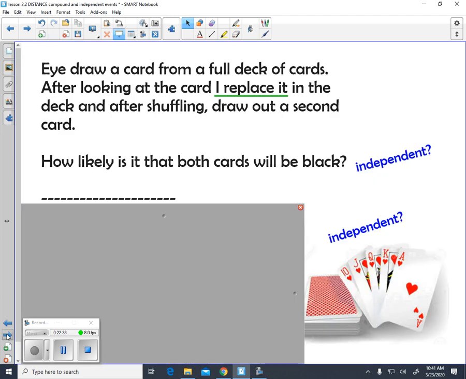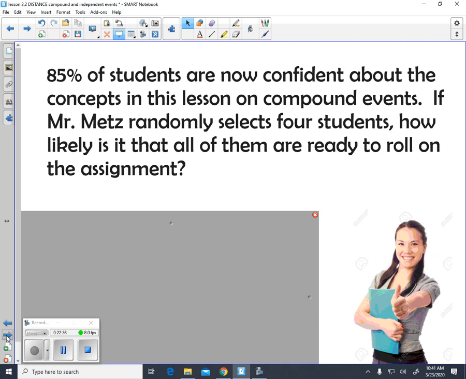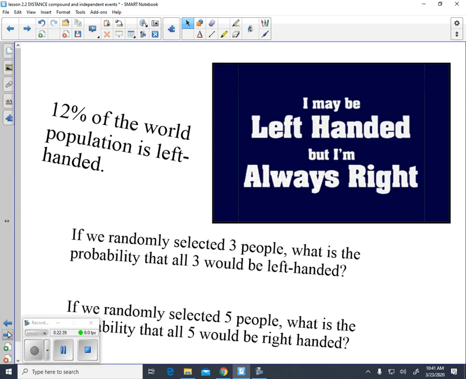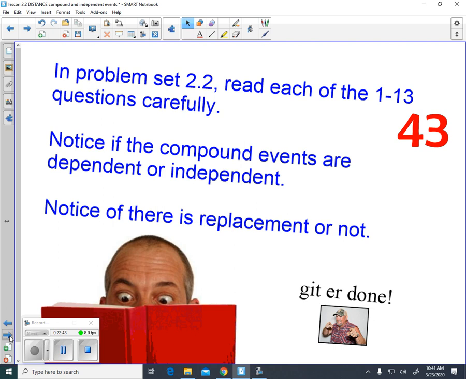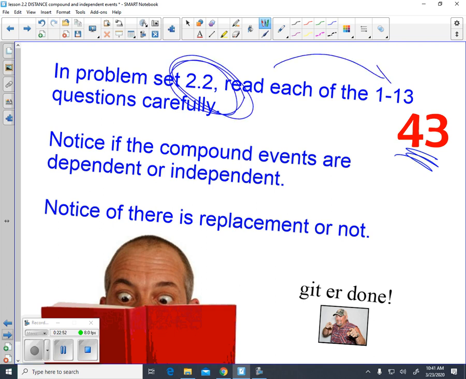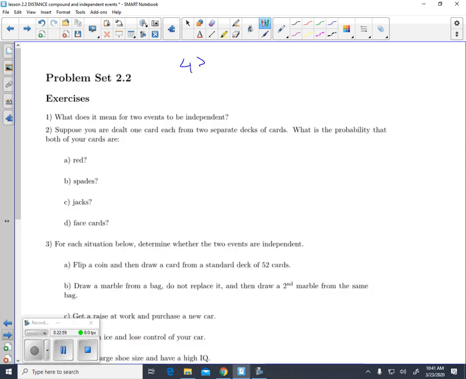Okay, we're going to skip through a couple of these screens. The video's getting long already. So your assignment, you see it on your Schoology assignment as well, from page 43. This is going to be in problem set 2.2, and I'm going to ask you to do 1 through 13 and submit that to me. So it's page 43, exercises 1 through 13 of lesson 2.2. You can see the page right here, and there are multiple parts to some of those problems. So give it a try. Compound and independent events.